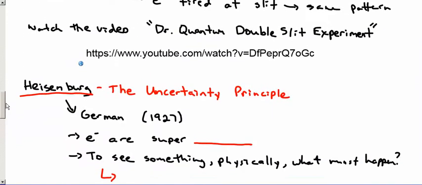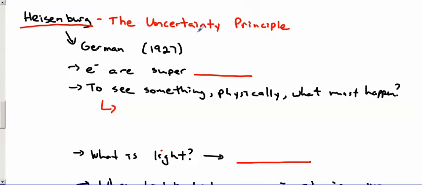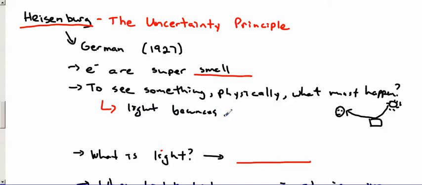And then finally, another big one is Heisenberg, and he came up with the uncertainty principle. He's German, 1927. Electrons are super small. Okay? And now physically, if I want to look at something, what has to happen? So here's me, and here is the thing that I'm looking at. What has to happen? There's the sun. Light has to come down, hit this thing, and then go to my eye. So physically, light bounces off the object, then to eyes.